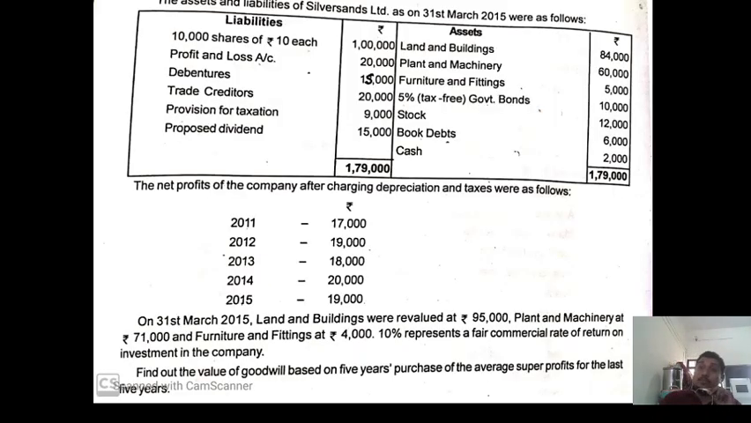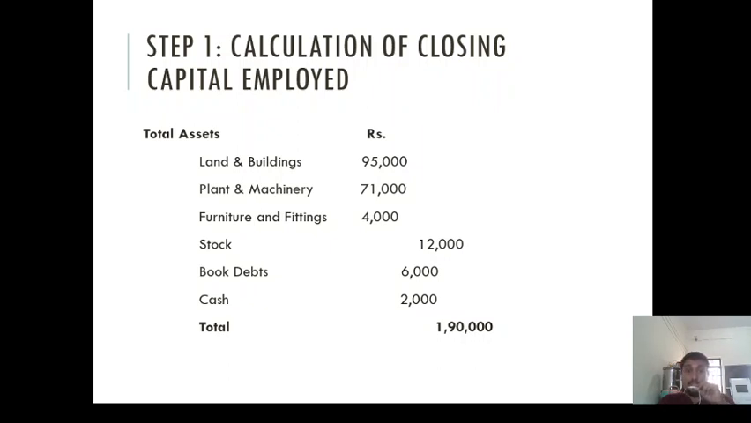Plant and machinery balance sheet value is 60,000, but we need the revalued value. The revalued value is 71,000. So take 71,000. Similarly, furniture and fittings balance sheet value is 5,000, but the revalued value is 4,000, so consider 4,000. Then stock, there is no revalued value, so we take the balance sheet value, which is 12,000.